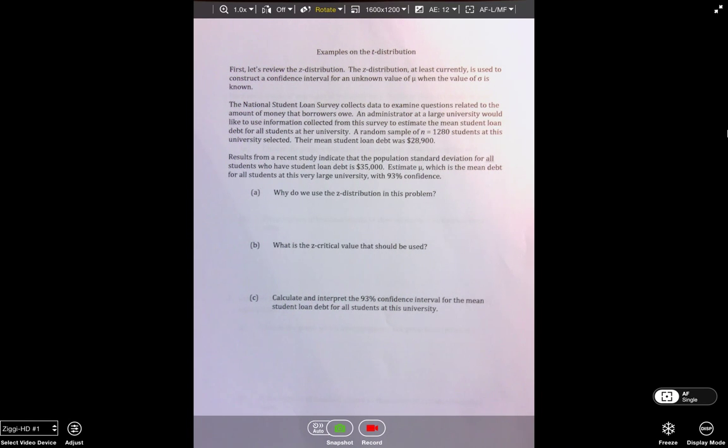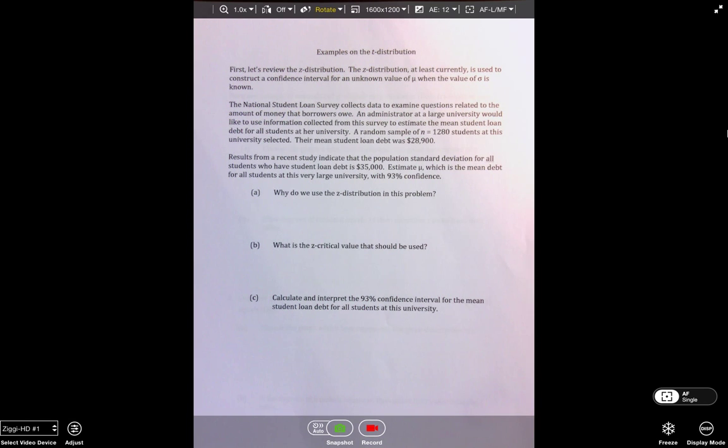So, first of all, let's review the z distribution before we jump into this t distribution, okay? The z distribution, at least currently, is used to construct a confidence interval for an unknown value of mu when the value of the population standard deviation is given. So we got a problem there. I'm going to just summarize it to you. The National Student Loan Survey collects data to examine questions related to the amount of money that borrowers owe. An administrator at a large university would like to use this information collected from a survey to estimate the mean student loan debt for all students at her university.